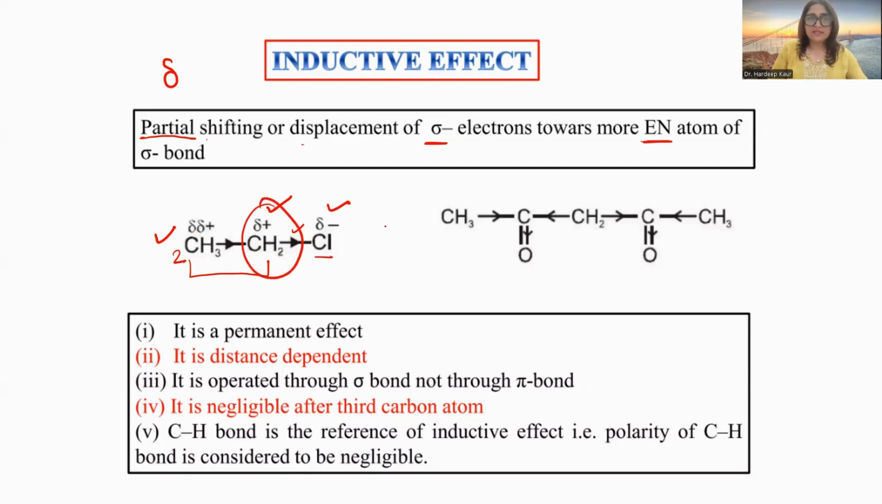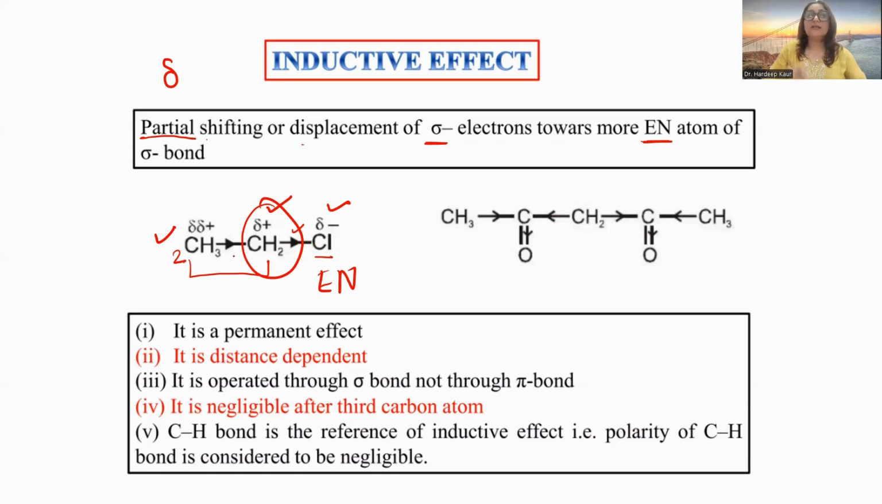So the shift or displacement of the sigma electron towards the electronegative atom of the sigma bond is called inductive effect. This is a permanent effect. It can happen that an electronegative atom is attached to the whole group, but it can also happen that an electropositive atom donates the electrons. That we will see in the next slides.